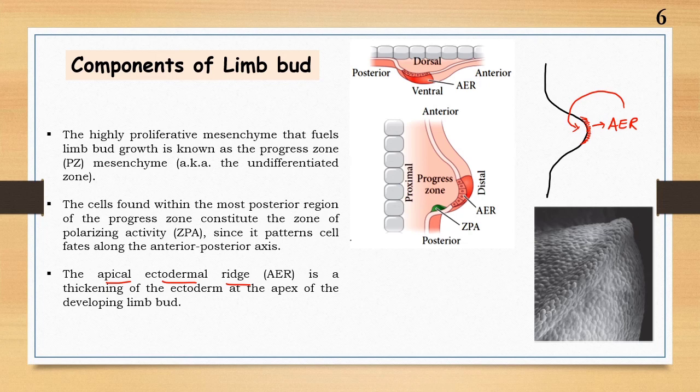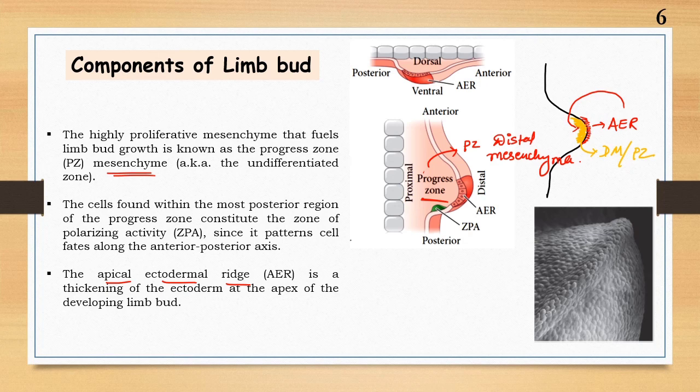Now the second most important one is the progress zone. This progress zone or PZ is also known as the distal mesenchyme. So those mesenchymal cells that are present in the most distal region directly beneath the AER are known as the distal mesenchyme or the progress zone. And why are they called the progress zone? Because they proliferate continuously after getting a signal from the AER, and because of their continuous proliferation they are known as the progress zone. They help in progression of the limb bud towards the distal area.